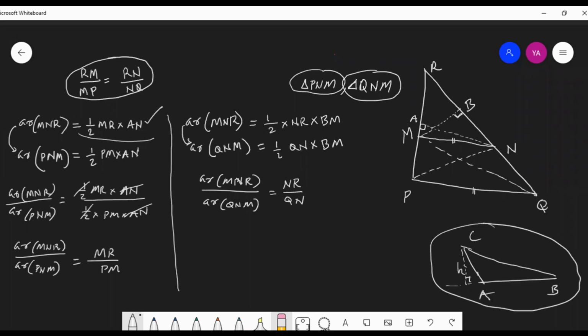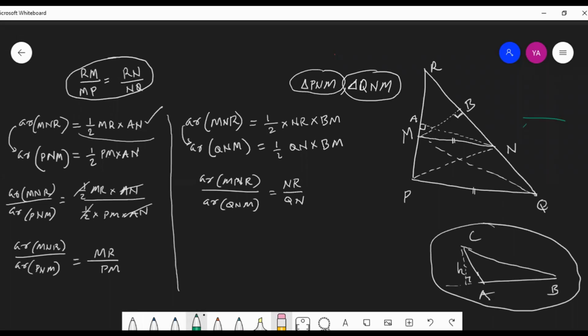They are equal. Why are they equal? Because the base is the same and they lie between parallel lines, right? In 9th standard you have studied a theorem: if the bases of two triangles are equal and they lie between two parallel lines, then their areas will be equal, right? So I shall draw a picture here.